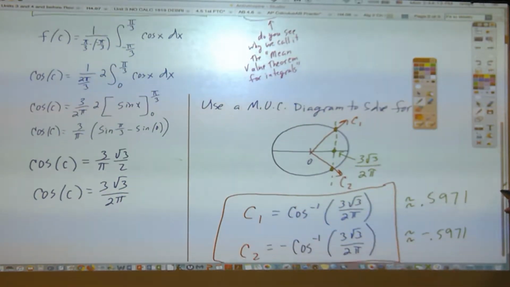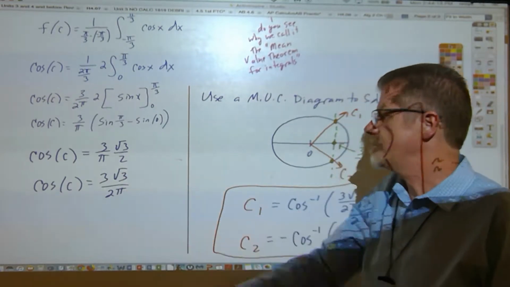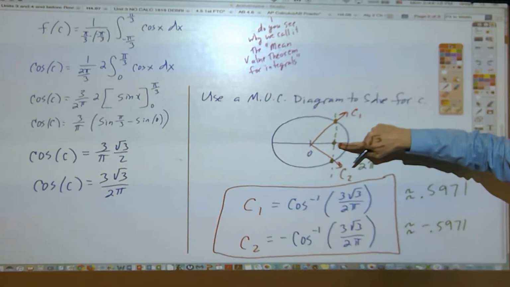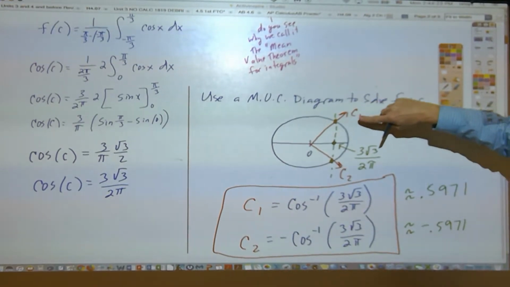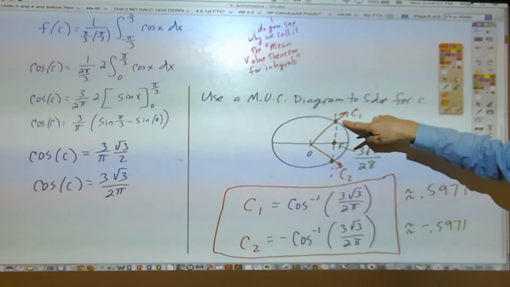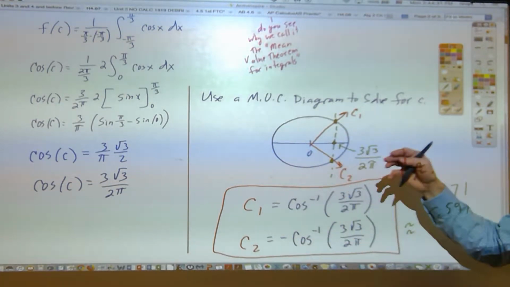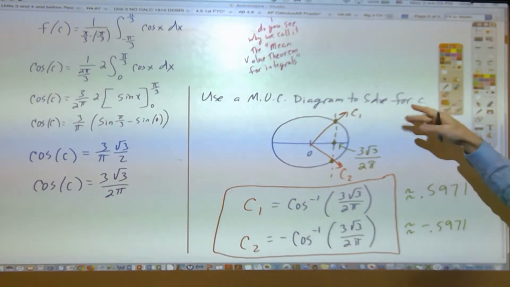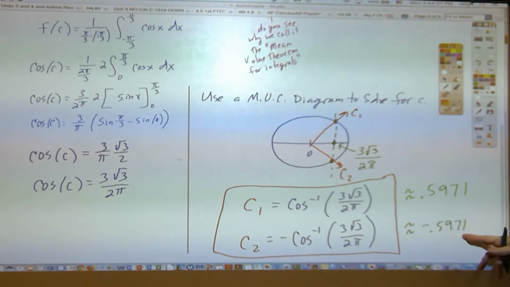You end up having to do a mini diagram because cosine of c is equal to some number. I don't know what that number is, but it is positive. The mini unit circle diagram gives me cosine inverse of a positive number will give me a quadrant 1 angle. Then 0 minus a quadrant 1 angle will give me the quadrant 4 angle. We knew there was going to be a positive and a negative. Rounded to 4 decimals, here they are.